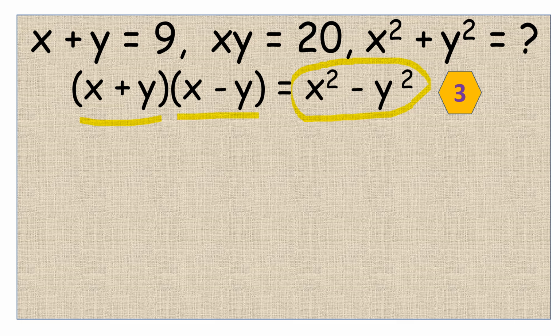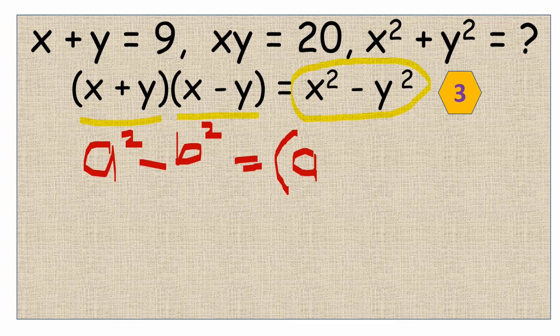So whenever you have a difference of squares, if you have something like a squared minus b squared, what you have is a plus b into the bracket a minus b.